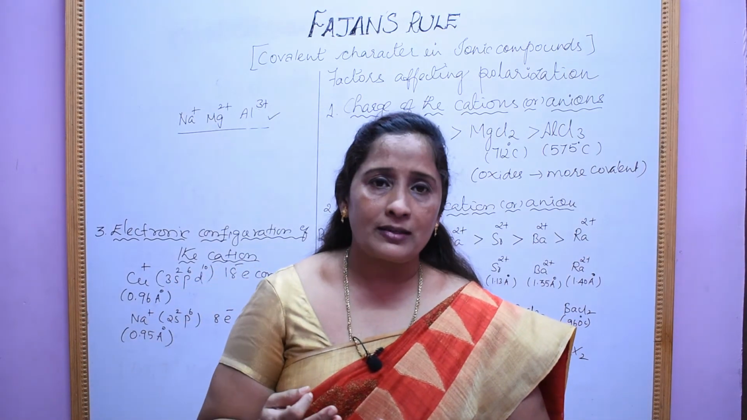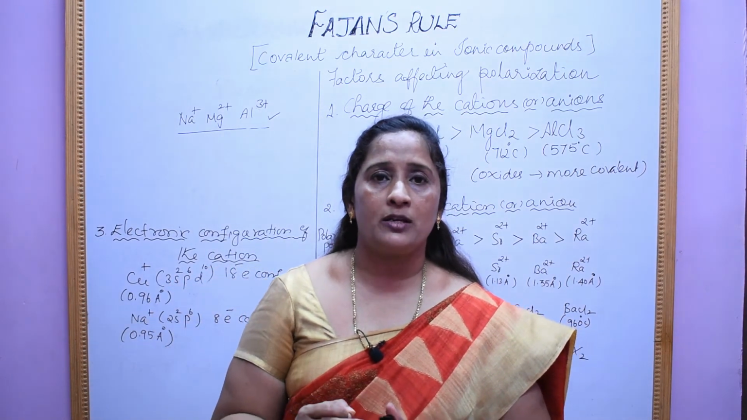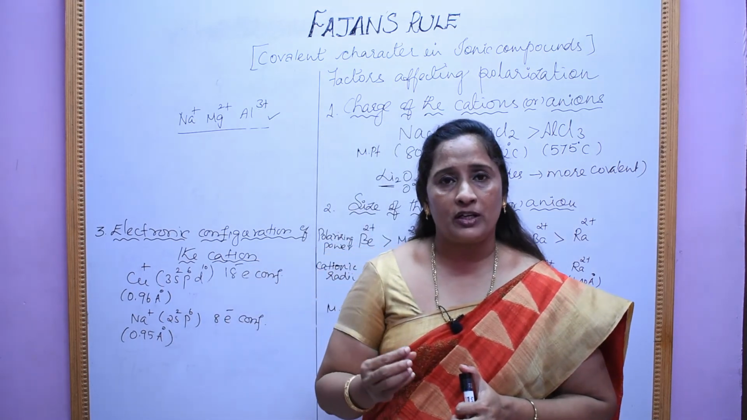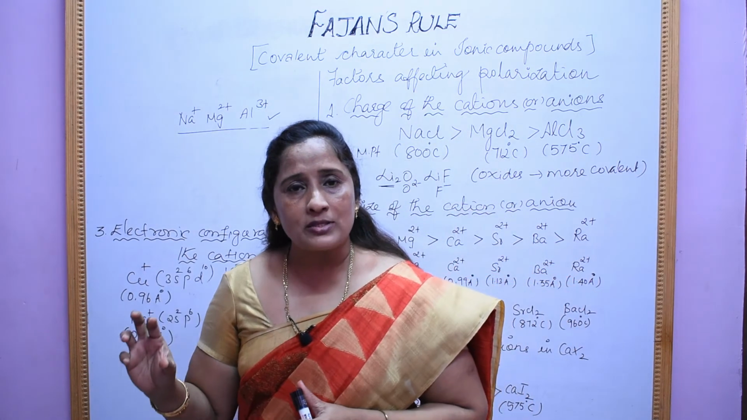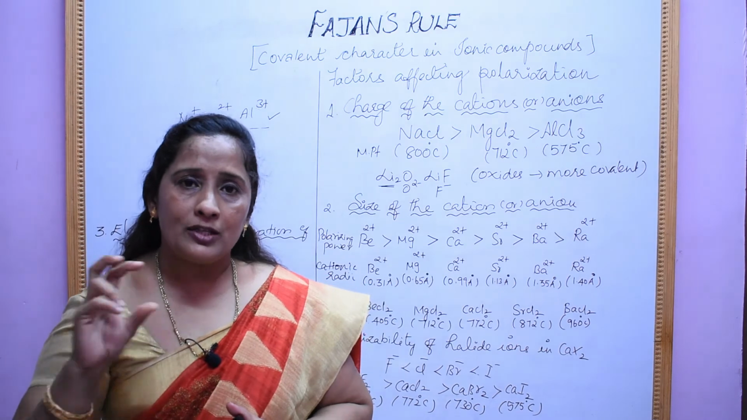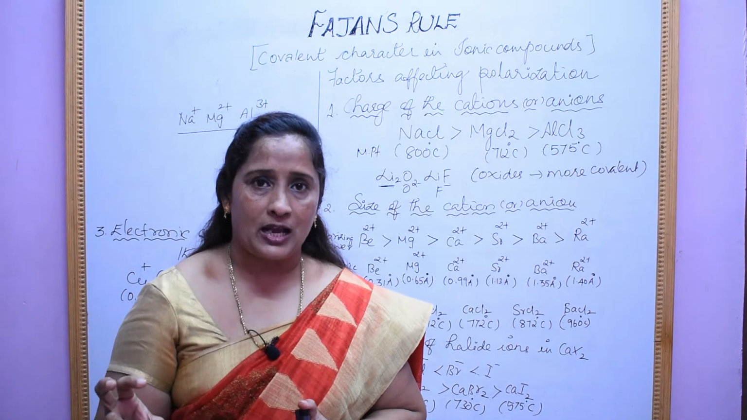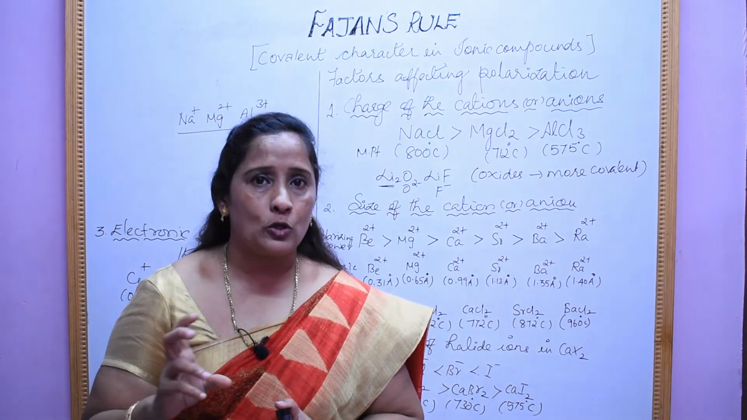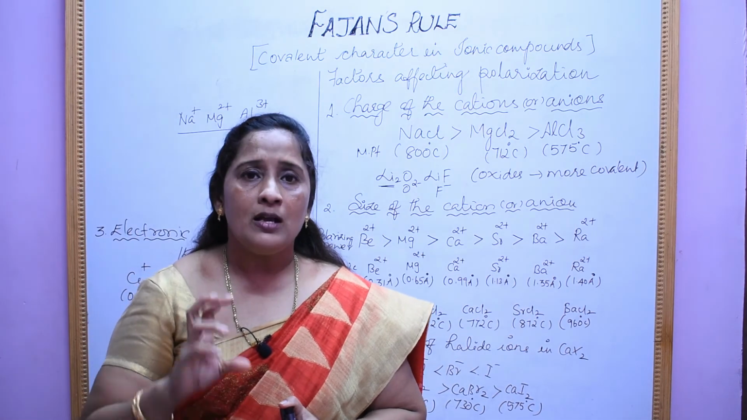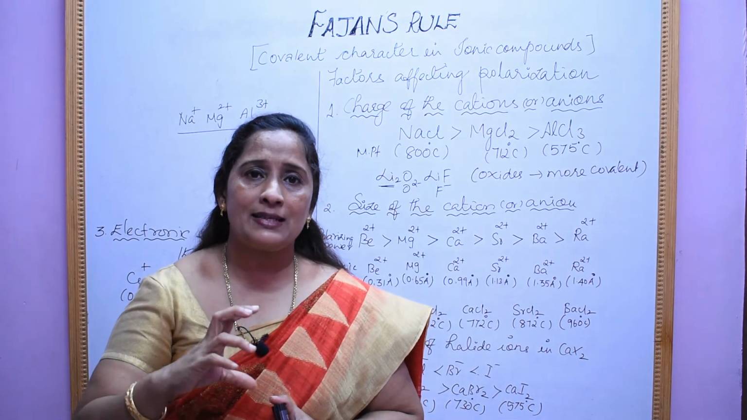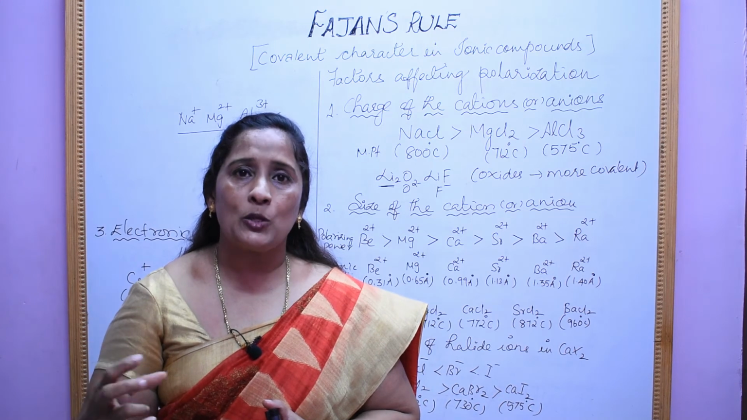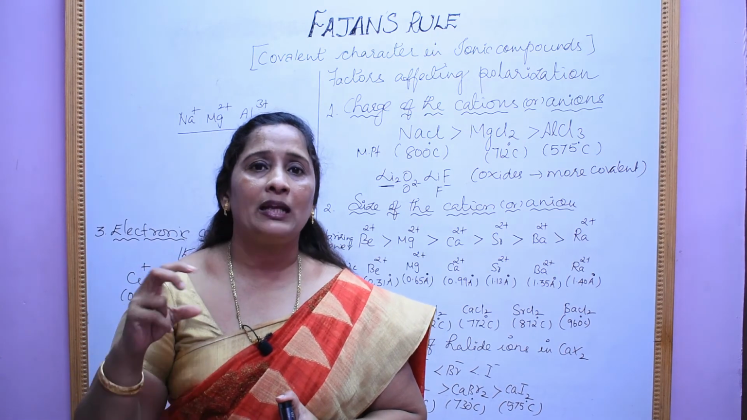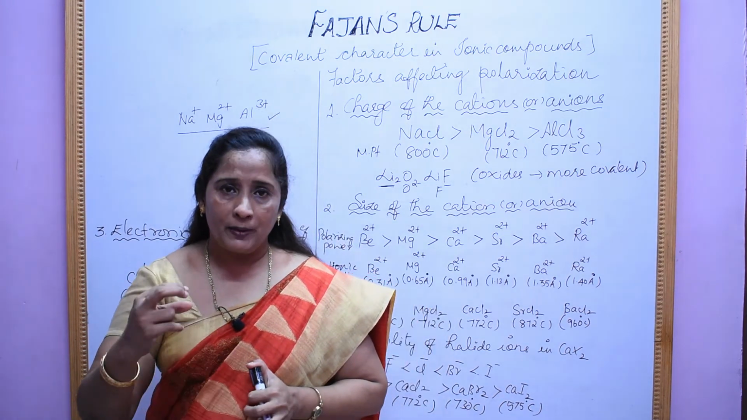Now, the third factor which is affecting the polarization is the electronic configuration of the cation. Suppose you have two cations with the same charge and the same cationic radii. However, the polarizing capacity or polarizing ability of these two cations will differ depending upon their electronic configuration. I'll repeat once again.